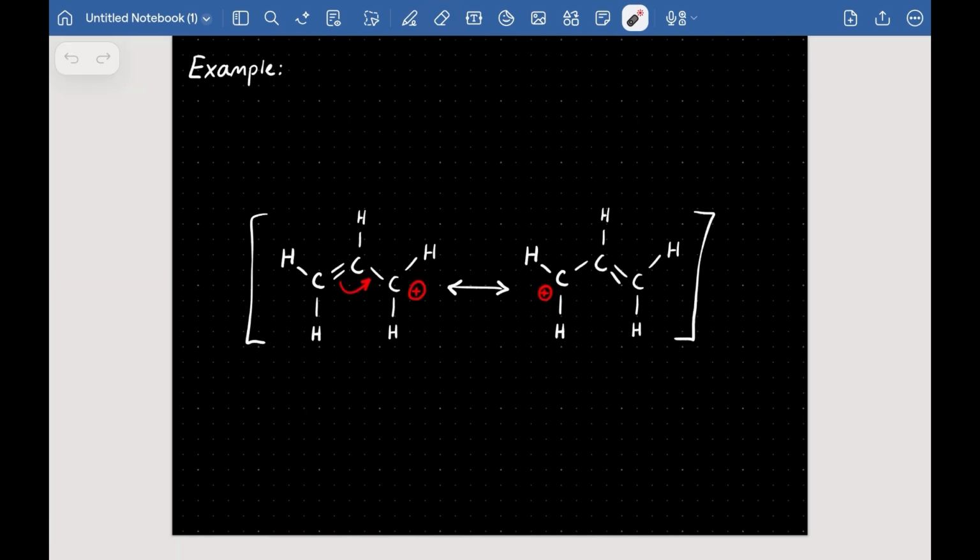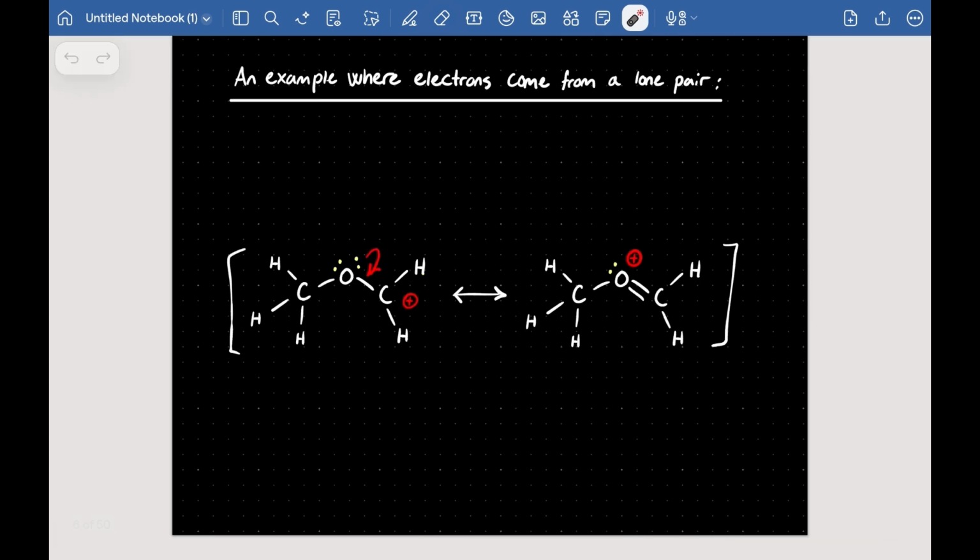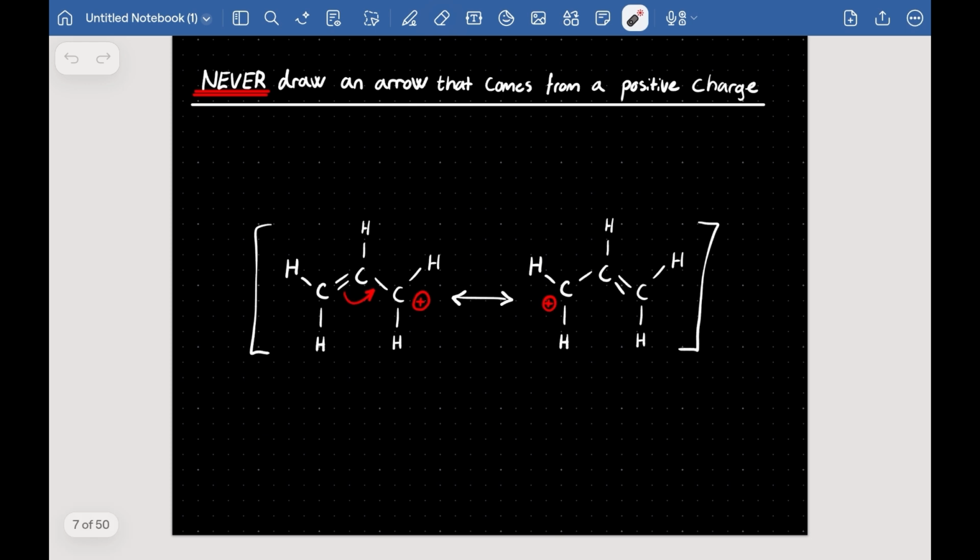Now let's see an example where electrons come from a lone pair. It will be like this. So the oxygen has a lone pair which just hops over to that single bond, which creates a double bond.